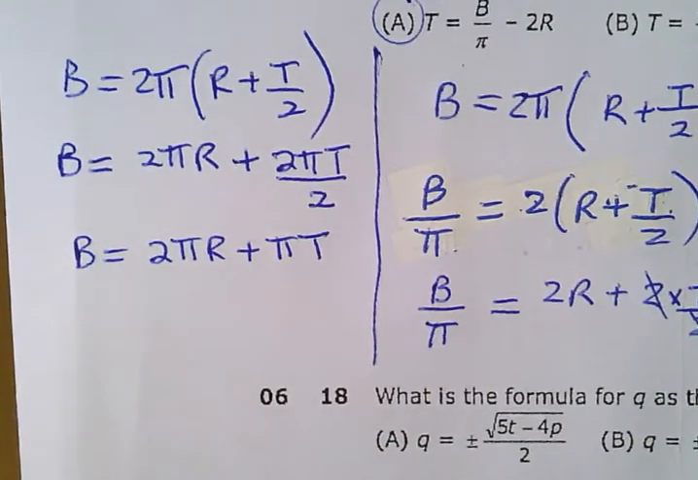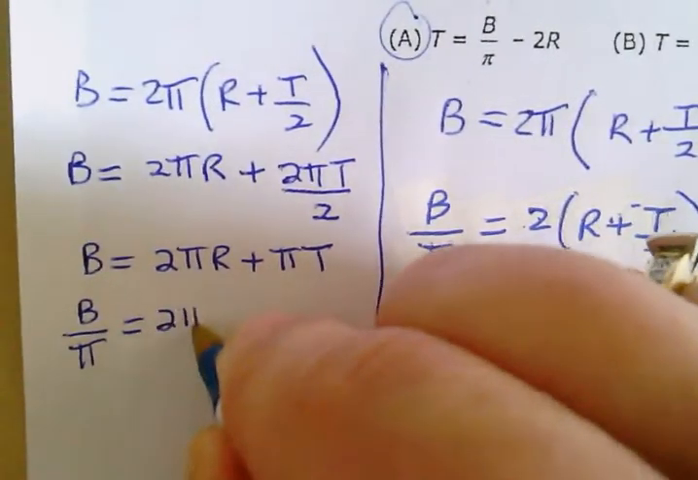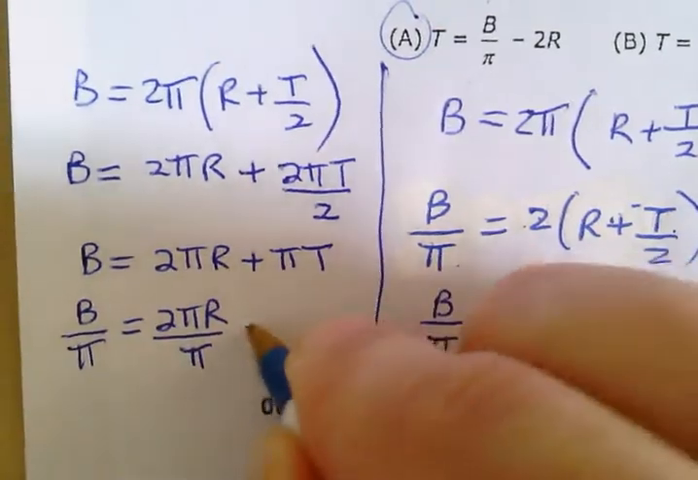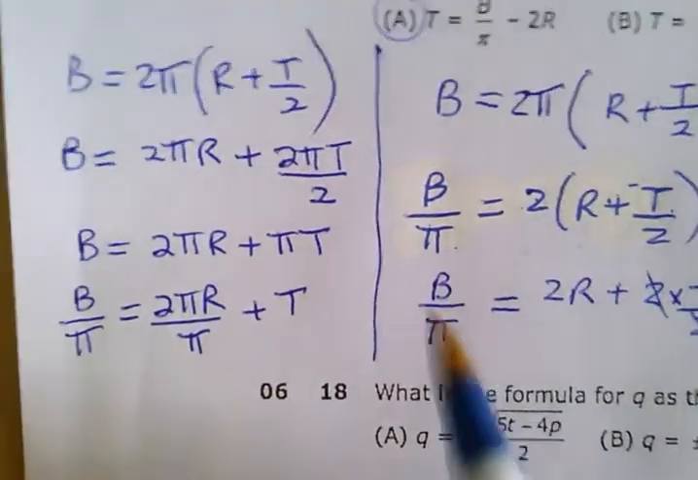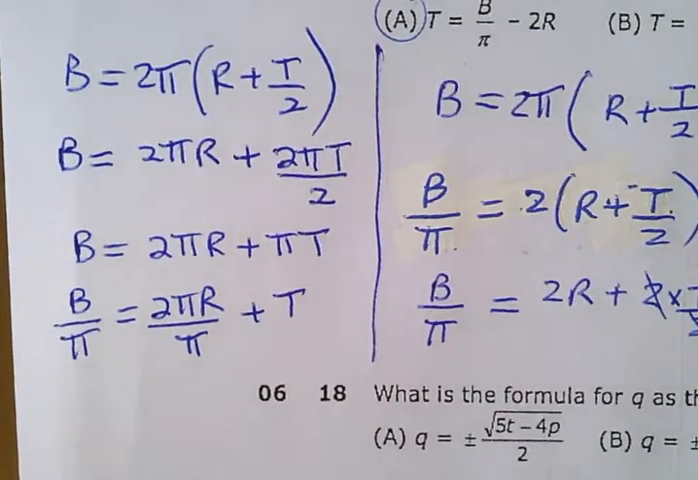This is tricky too. What's attached to the t that needs to go? So you've got to divide everything by pi. So it's b divided by pi equals 2 pi r divided by pi plus t. If you want to divide by pi, the problem is there are 3 things. You've got to divide everything by pi.